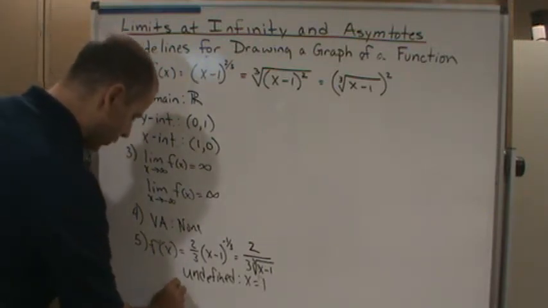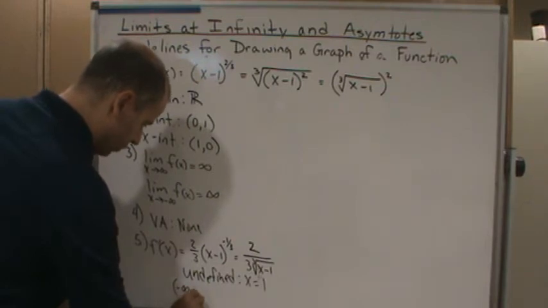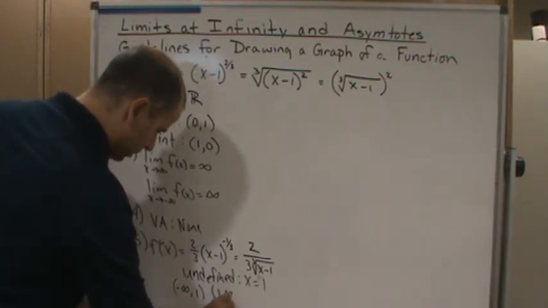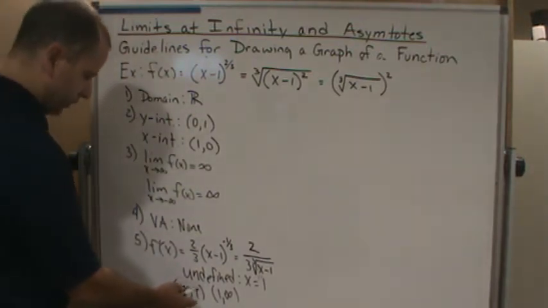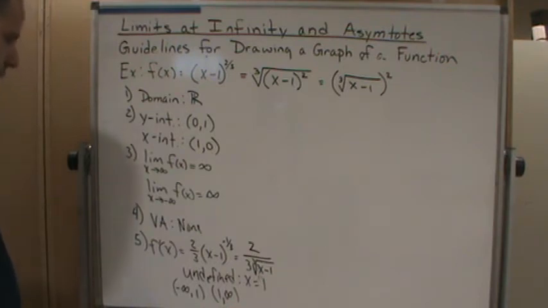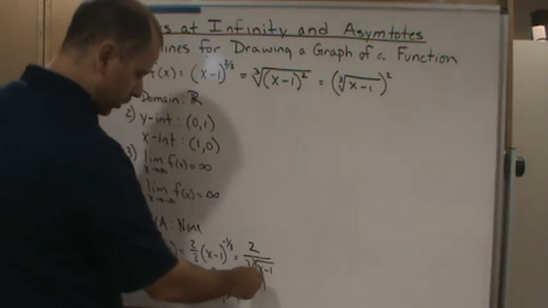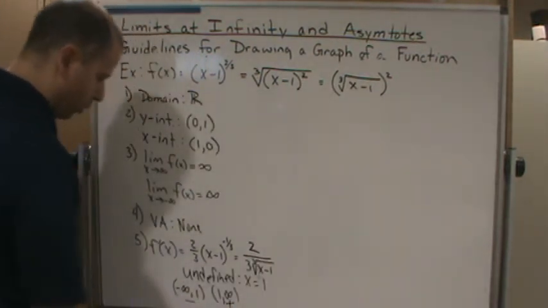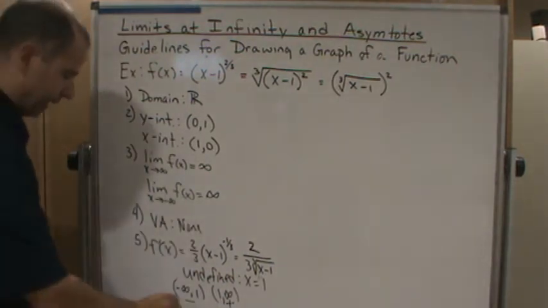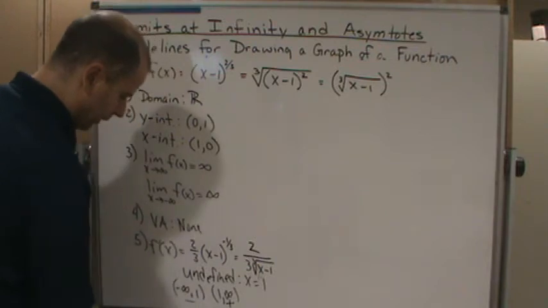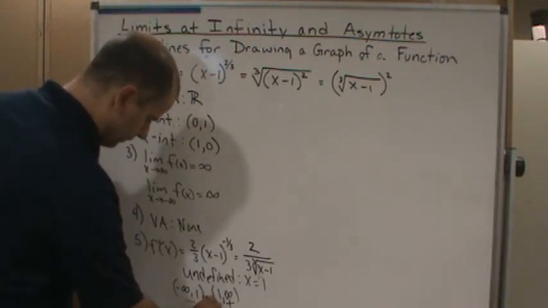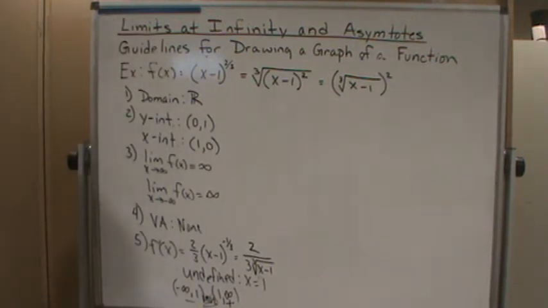So again, we're going to split it up into two intervals, negative infinity to 1, and 1 to positive infinity, and then we're going to test a point. I'm going to use 0. If we plug in 0, we get a negative. And from 1 to positive infinity, if I stick in 2, I'm going to get a positive number. So that tells us that at 1, we have a local minimum.